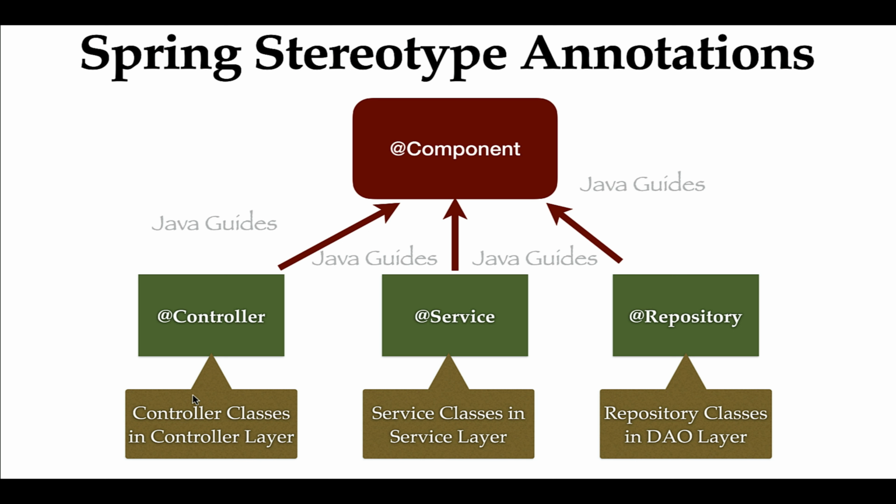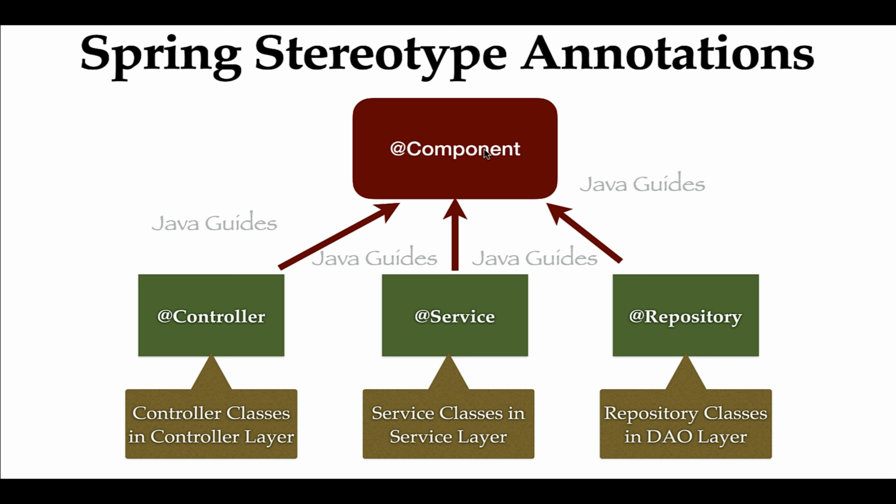For example, in the controller layer we can create controller classes and we can annotate these controller classes with the @Controller annotation, so that the Spring container will create Spring Beans for these @Controller classes. In the service layer we can create service classes and we can annotate these service classes with the @Service annotation, so that the Spring container can automatically create Spring Beans for these @Service classes. Next, in the DAO layer we can create repository classes and we can annotate these classes with the @Repository annotation, so that the Spring container can create Spring Beans for these @Repository classes.